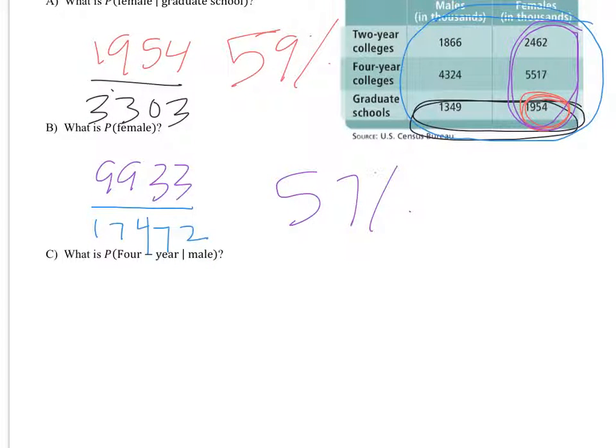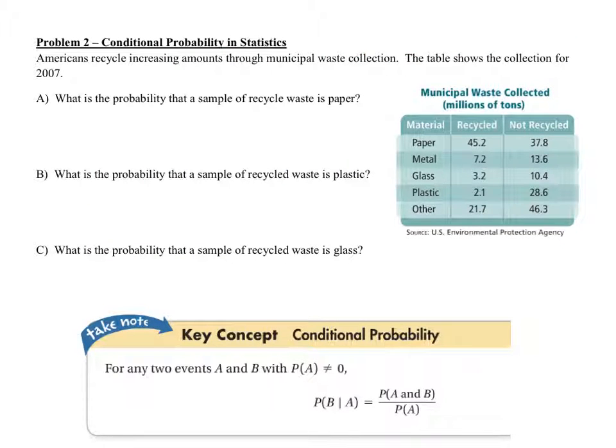Now this has a "given that." So given that they're male, so you for sure know that they're male, what's the probability they also have a 4-year degree? So here it's saying what's the probability that a sample of recycled waste. So this is almost a different way that you could write the previous type of problem. So you know for sure it's recycled waste. So given that it's recycled, what's the probability it is paper?